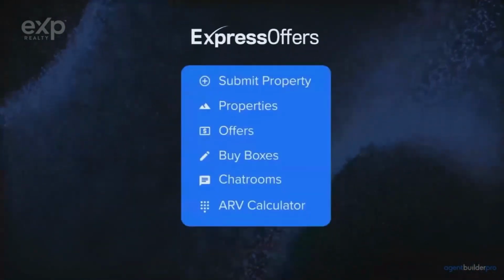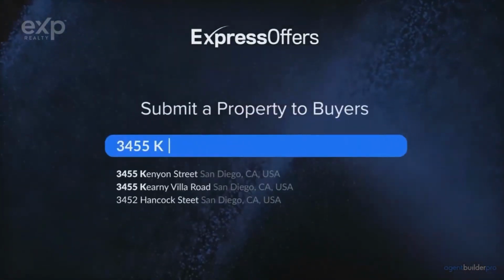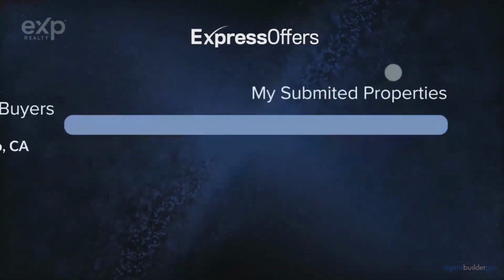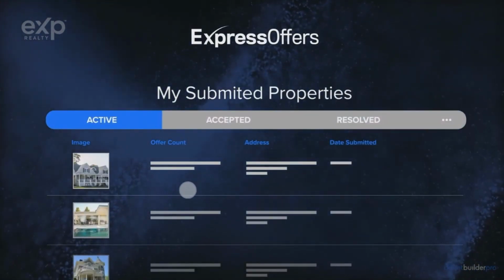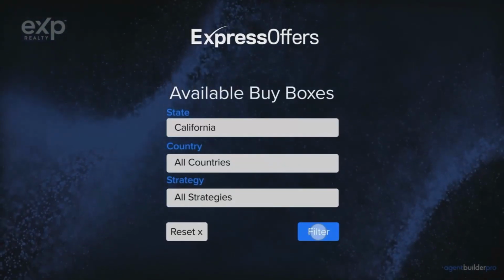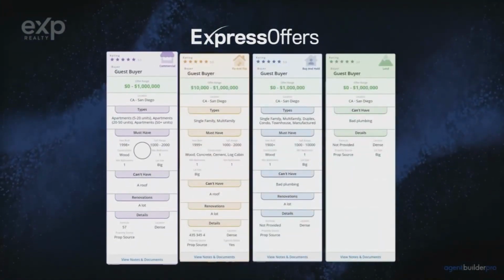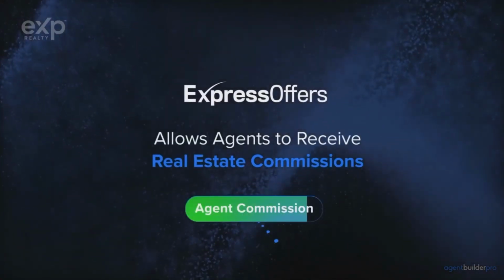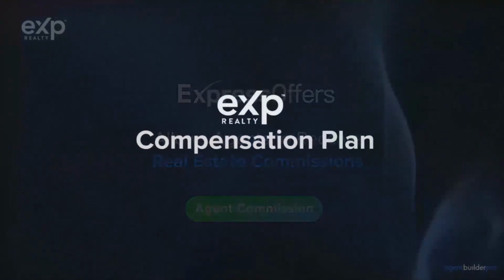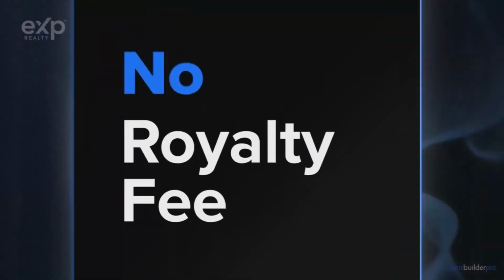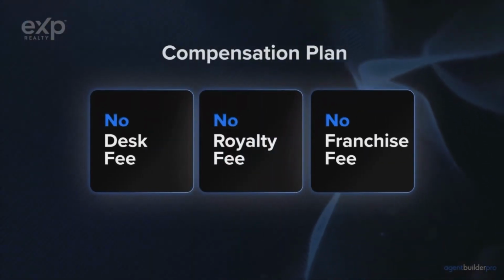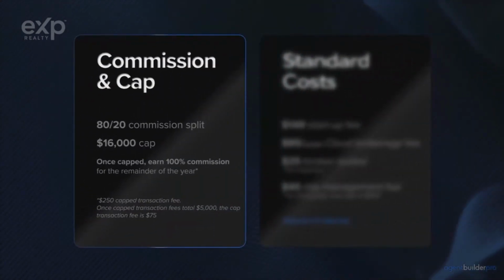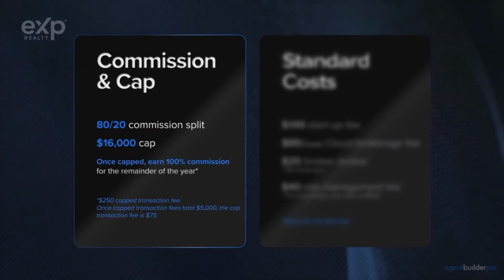Express Offers is a revolutionary new home selling option for homeowners who want to skip the hassle and uncertainty of a traditional home sale. The platform connects sellers with institutional buyers who can pay cash and close quickly. Unlike other iBuyer platforms, Express Offers allows agents to receive real estate commissions. At EXP, you'll never pay a desk fee, royalty fee, or franchise fee. Every agent is treated equally and is on an 80-20 split, which caps each year at $16,000. You then receive 100% commission for the remainder of your year.